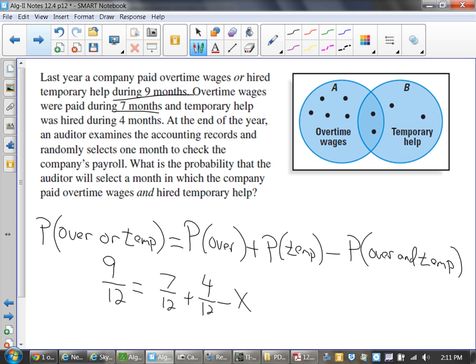Using the formula for non-mutually exclusive events, that means it's just the probability of overtime plus the probability of temporary, back out the intersection. Well, what's 7 plus 4? 11 minus 9. So 2 over 12 simplifies to 1 over 6. So the probability that they picked a month that they used both would be 1 out of 6.